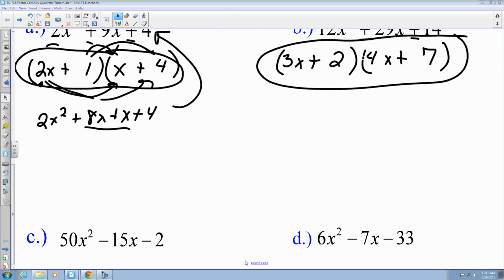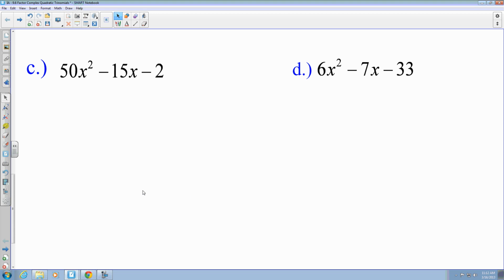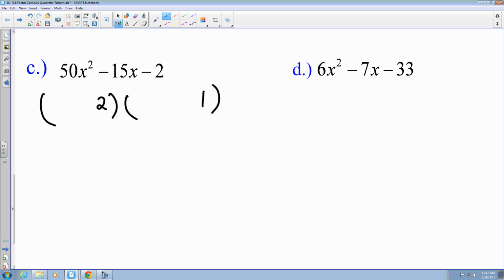Looking at C, I have 50x squared minus 15x minus 2. So again, parentheses, parentheses. This negative 2 tells me they're going to be different signs, and the negative 15 tells me that when we add them together, their differences will sum up to be a negative 15. So before I put the plus or minus, because there's too many variables, I know for a fact that this is going to be a 2 and that's going to be a 1. This is the prime number.